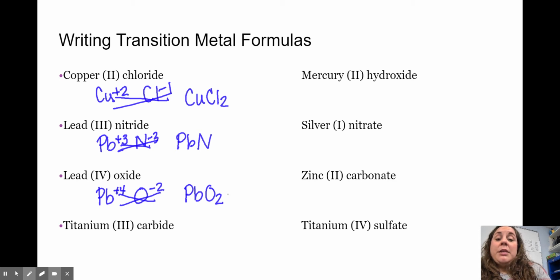Next, we have titanium 3 carbide. Remember, the ending is important because if it ends in IDE, it's usually on the periodic table. So we have titanium, whose charge is +3, and then carbon, whose charge is -4. I cross those down, and my compound is Ti4C3.